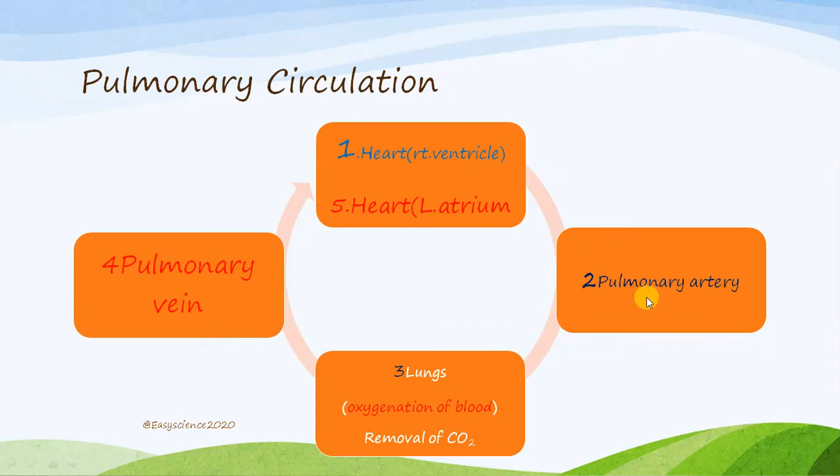Please remember this fact: this pulmonary artery and pulmonary vein. In systemic circulation, artery carries pure blood, but in this pulmonary circulation, this pulmonary artery carries impure blood. Why? The pulmonary vein carries pure blood. This artery and this vein are exceptions.